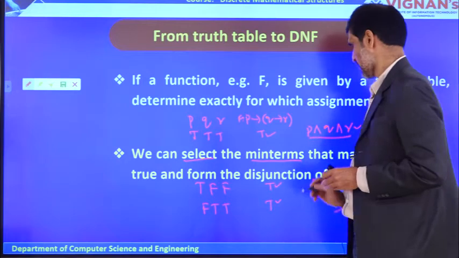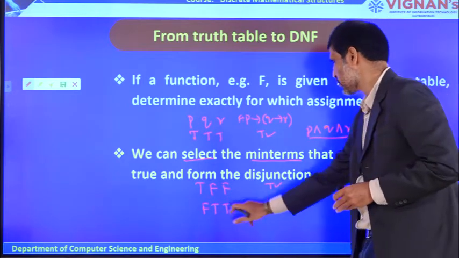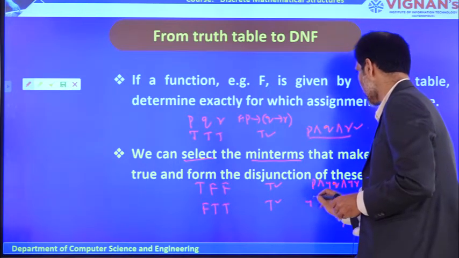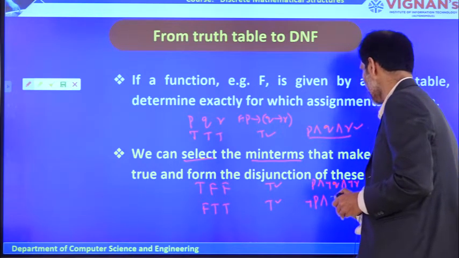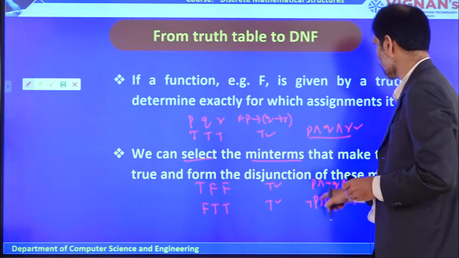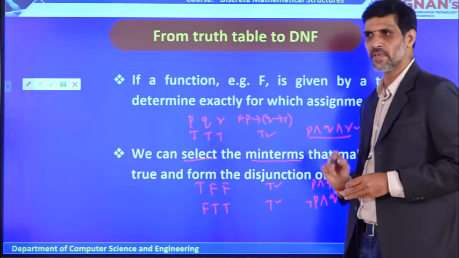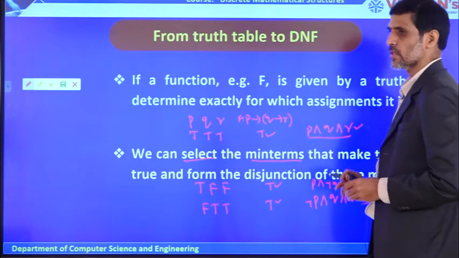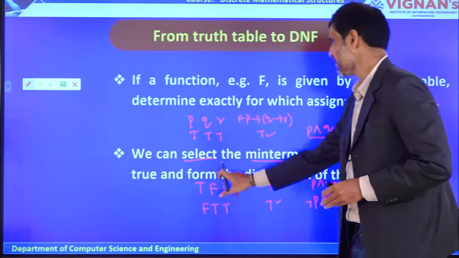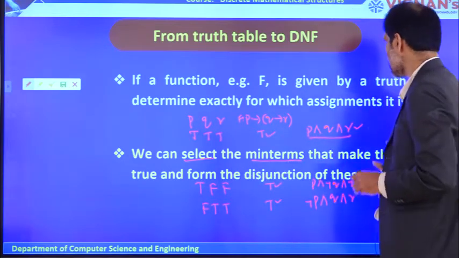Like this we can write. Similarly, for this assignment, it is true. So write the corresponding minterm for that: negation of P and Q and R, because Q and R are true, but P is not true. Therefore, we can take negation P. So this is how we can take the minterms and form the disjunction of these minterms.